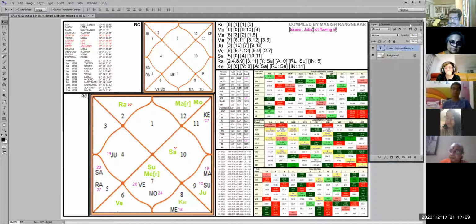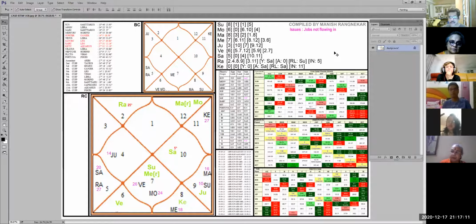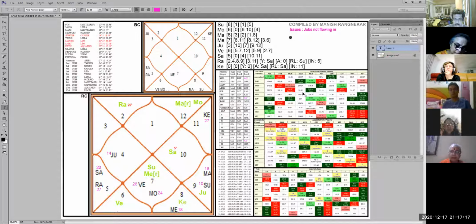Okay. So basically the problem is jobs not flowing in. Now, which is the house for jobs? Jobs and money flowing in. Jobs is 5th, no? No, jobs is the 6th house. Recovery of money is the 6th. Money is second, bank balance.